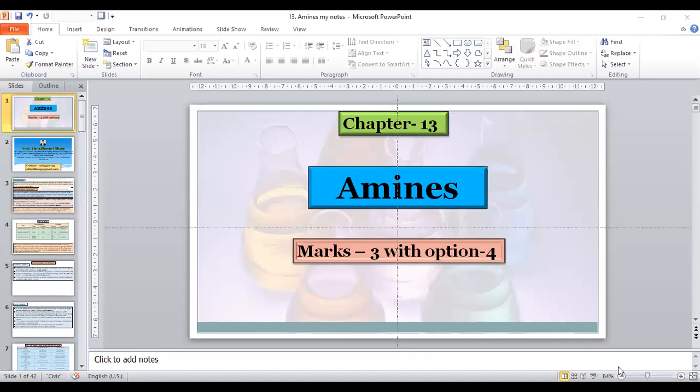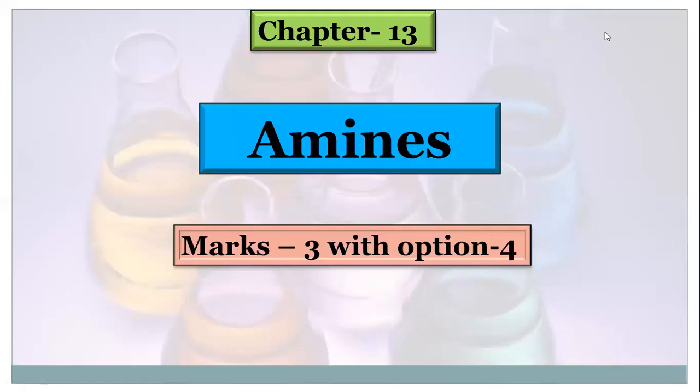We started the chapter amines. Within 5 minutes, I will take a quick revision. This chapter is included in organic chemistry. It has the weightage of 3 marks, and with options, it has 4 marks weightage. In the old syllabus, the name of the chapter was compounds containing nitrogen. At that time, there were two functional groups, amines and nitro. But in the new syllabus, remember only amines are kept for you. That's why the weightage is only 3 marks.